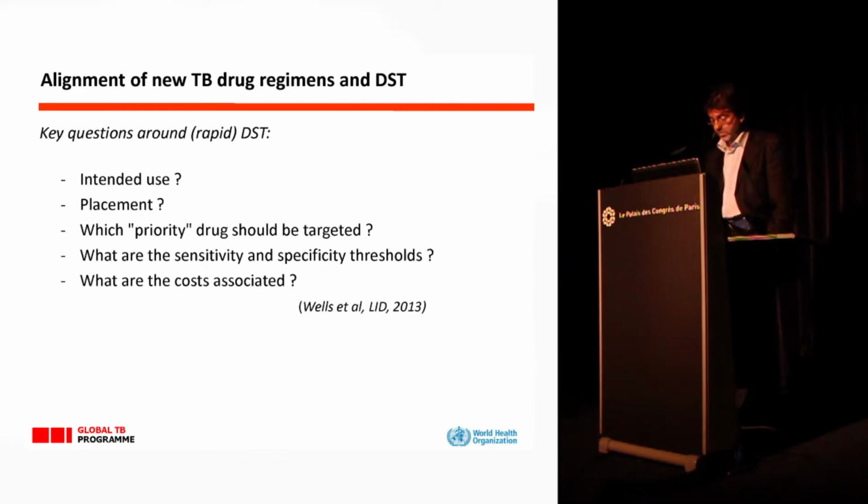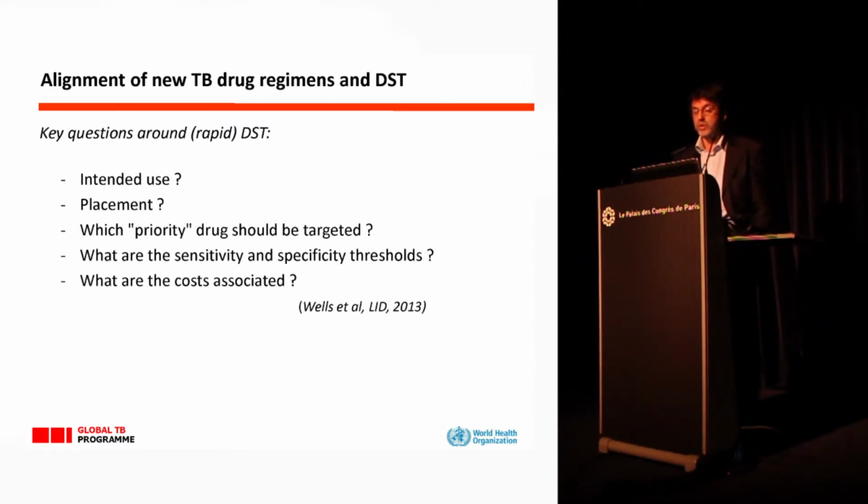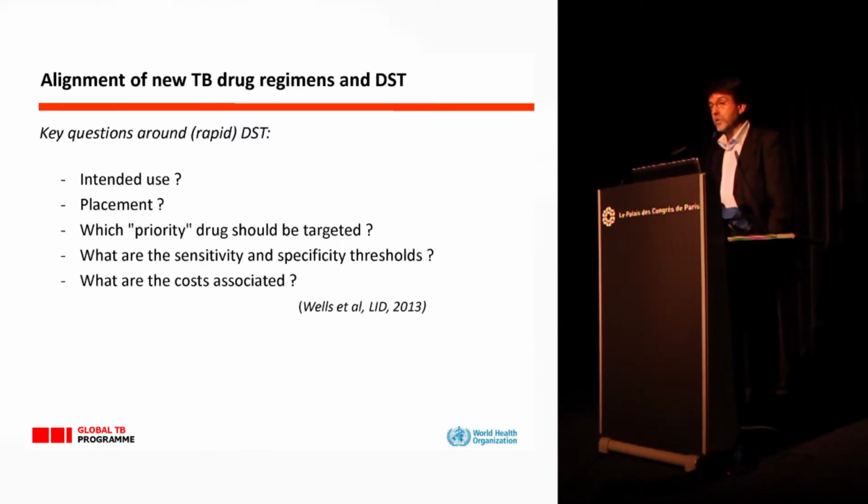So if we want to start thinking about these variable approaches, and if we want to think about the implications in terms of drug susceptibility testing, then the most important is to try and address what are the key questions. And here I refer to a paper that has been recently published in Lancet Infectious Disease, and where I could pick up 4 or 5 main points, which are questions to address for drug susceptibility testing. What is the intended use? Where should we be placed? Which priority drugs should be targeted? What are the sensitivity and specificity thresholds? And what are the costs related? And these questions should drive the definition and the development of drug susceptibility testing.